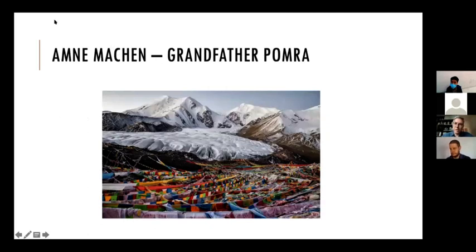Now, let's just think about this a little bit more. So we have a mountain here, at the boundary between Qinghai and Tibet in China. And this is a very big mountain, which is called Amnimachen. And the local people call this mountain Grandfather Pomra. So this is a person for the local Tibetans. This mountain is a person. The mountain is Grandfather Pomra.